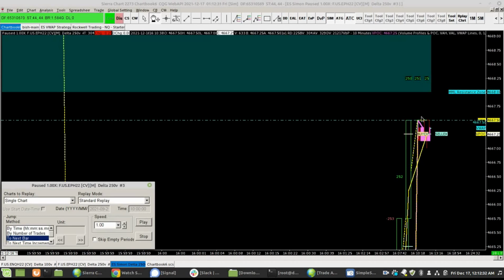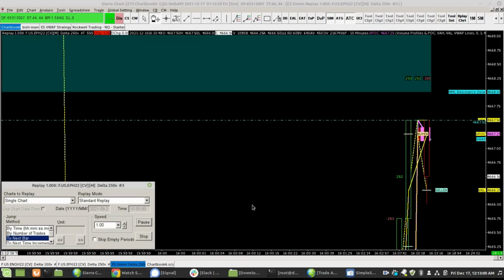Now your VPOC is from here. Your VPOC is shifted down, which to me tells me, okay, fine, we're going down. We're shifting our focus from buyers to sellers. Now you're seeing a significant push down on not a tremendous amount of volume there. Now you're starting to see the sellers come in.